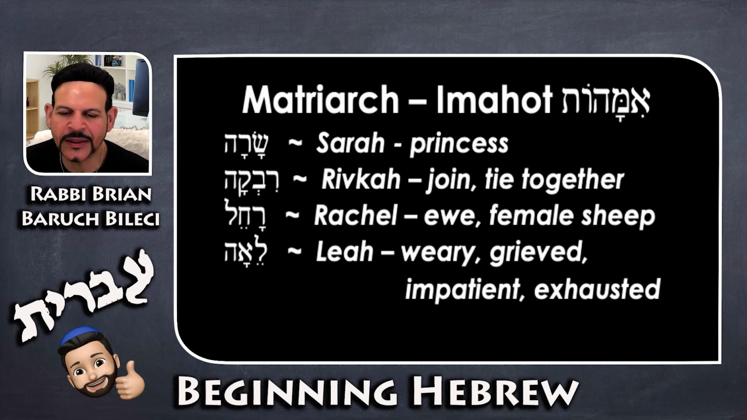So we see that Rachel means a ewe or a female sheep, and Leah means weary, grieved, impatient, and exhausted.